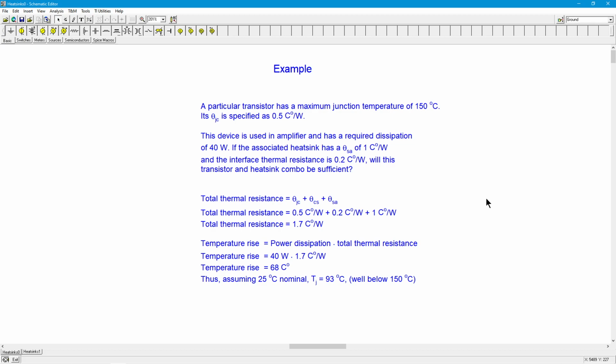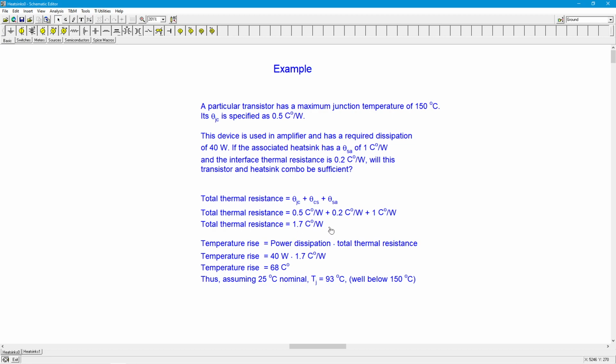Okay. So what we do first is we figure out what the total thermal resistance is. So junction to case, case to sink, sink to ambient. Right. By the way, some people, if you read the literature, the S, instead of saying sink, they'll say surface, meaning the surface of the heat sink. Either way, you know what I'm talking about, right? So add these up. The theta JC was specified as half a centigrade degree per watt. The interface is another 0.2, and then the heat sink itself was 1. Okay, it's a pretty good heat sink. Add that all up, we got 1.7 centigrade degrees per watt.